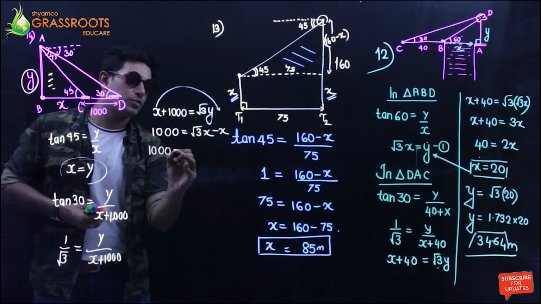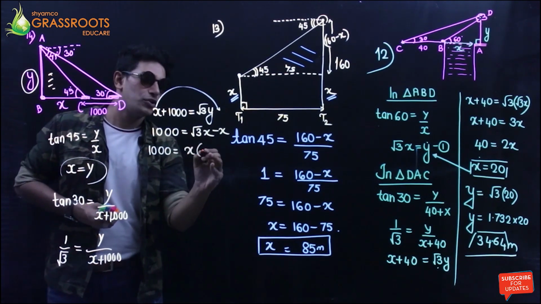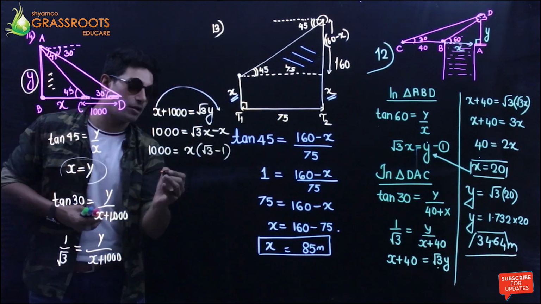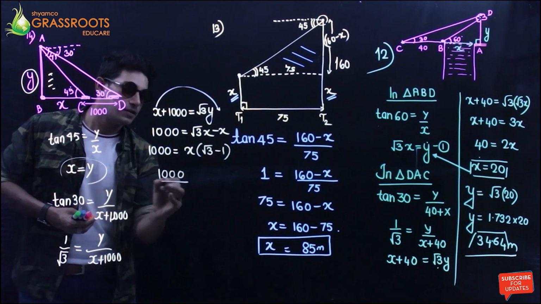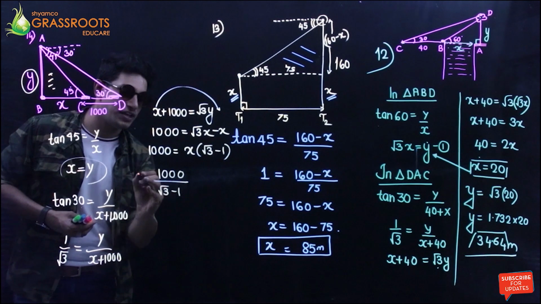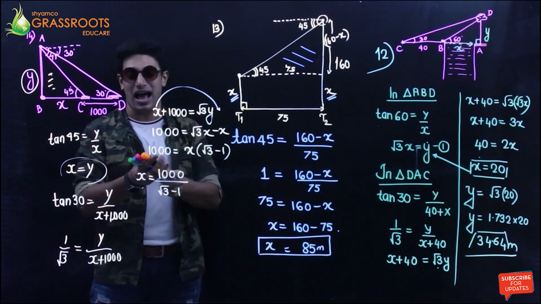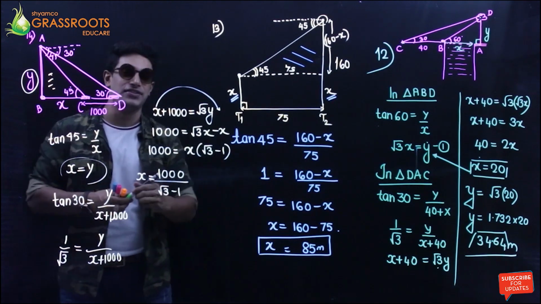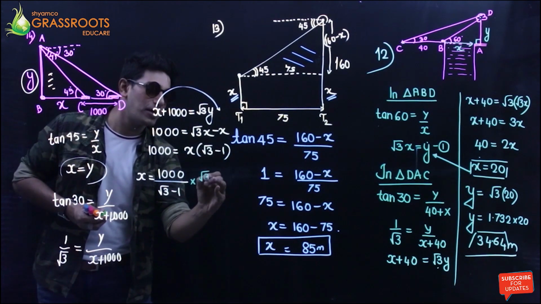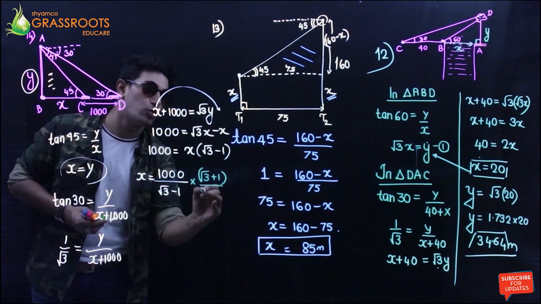So 1000 is equal to, take x common. You're left out with root 3 minus 1. It comes down. 1000 upon root 3 minus 1 is equal to x. Whenever there is a root in the denominator, time and again I have told you all, rationalize. So multiply and divide by root 3 plus 1. Never put the value right now.